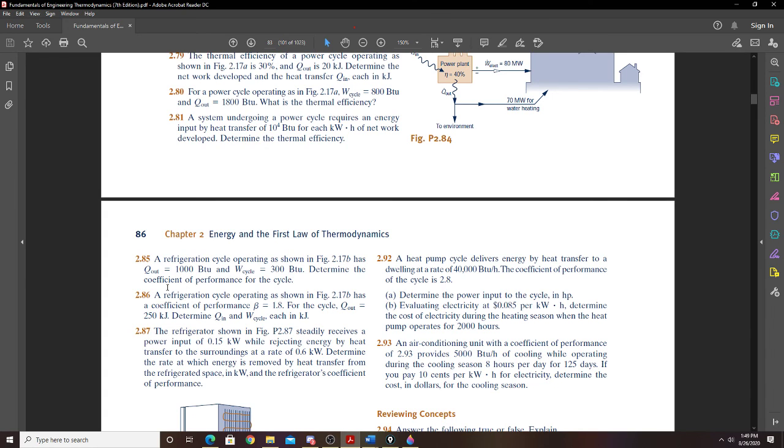But this time you have to do coefficient of performance, not efficiency. So as long as you follow the equations and you know what each thing's equal to, like work cycle is Q out minus Q in, you can solve these pretty simply, right? And I think there are questions like this on your homework as well.